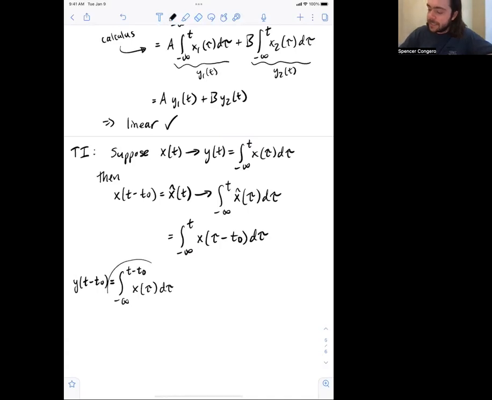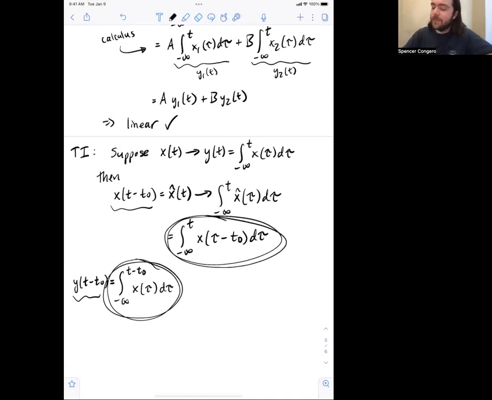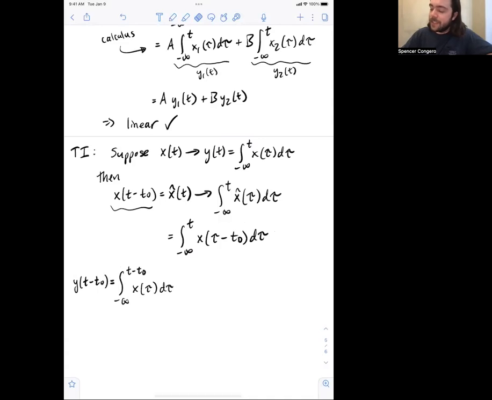And the question is, is this equal to this? That's our main question. This right here is the output for my shifted input. This is the shifted version of my original output. And time invariance asks, are these things equal? Okay. Are they equal? Now, at first glance, you might say, well, they sure look different, right? I'm not exactly sure what I would have to do to change one into the other. They don't look the same.